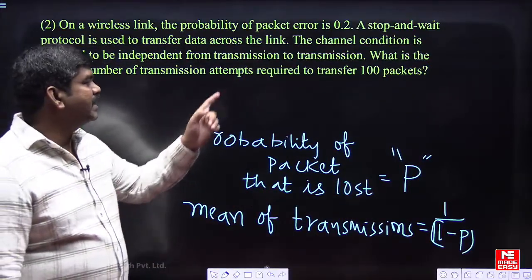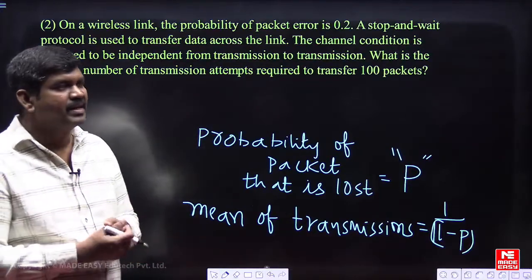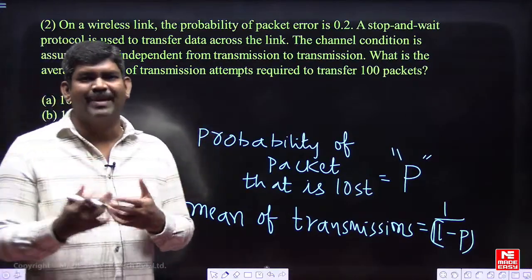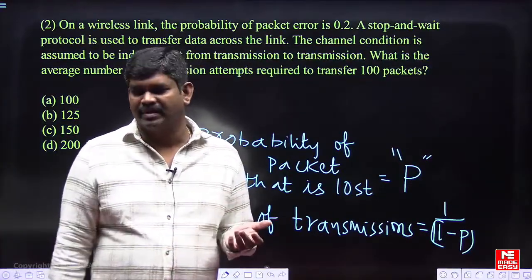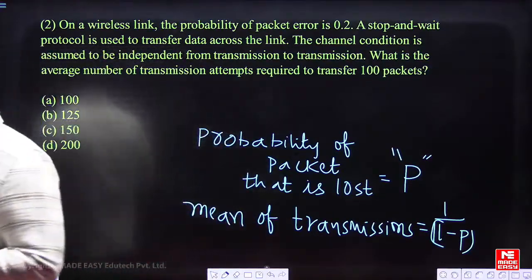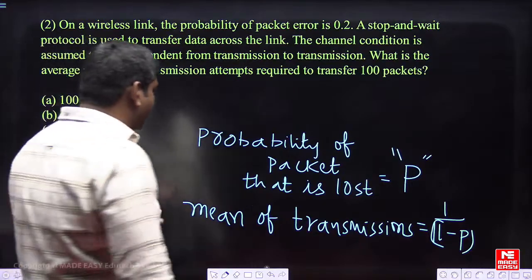But here they are asking for 100 frames, 100 packets. So basically in the network layer you call them packets, in the data link layer you call them frames. Sagar Kumar, very good, correct. Jimmy, correct. So this gives a clear idea.